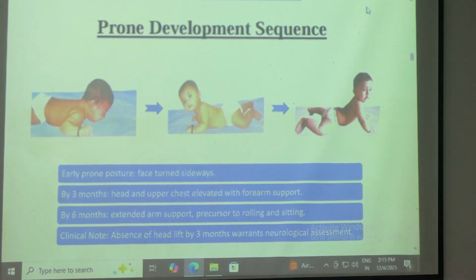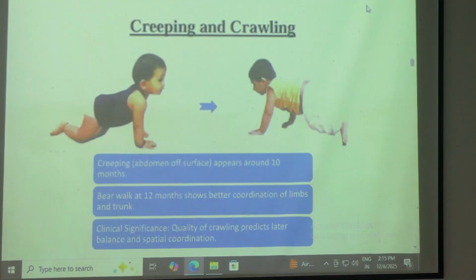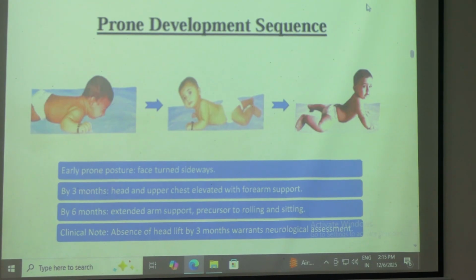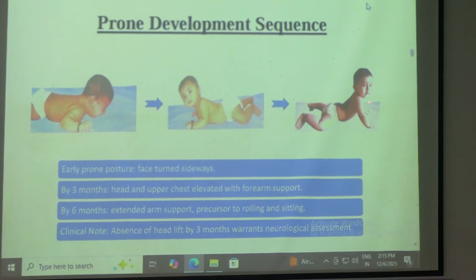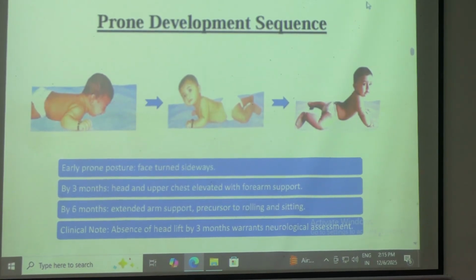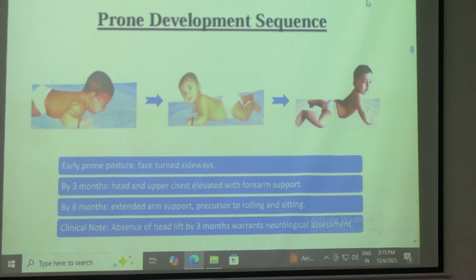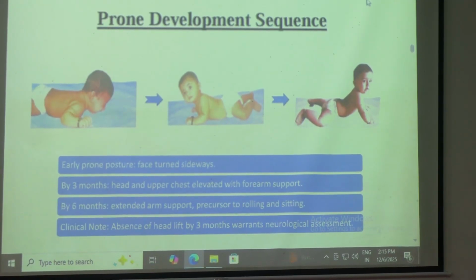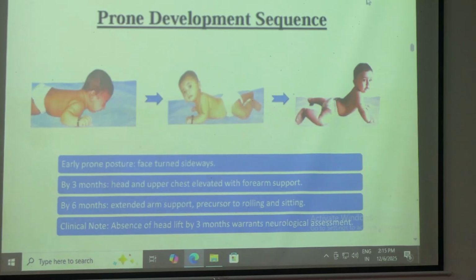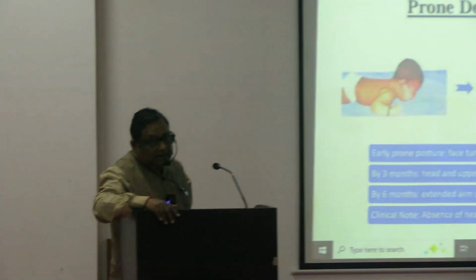That is not crawling. This picture is not crawling. He raises his abdomen. Crawling is when a baby moves, keeping his abdomen attached to the floor. He doesn't raise it. That is called crawling. So at 6 months, a baby starts crawling. But that is called creeping.